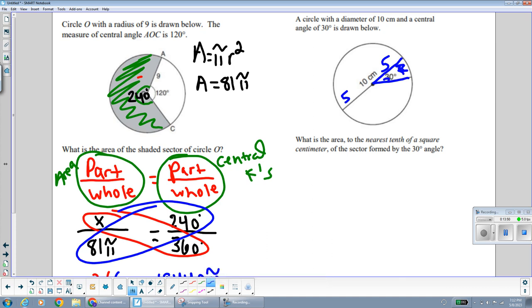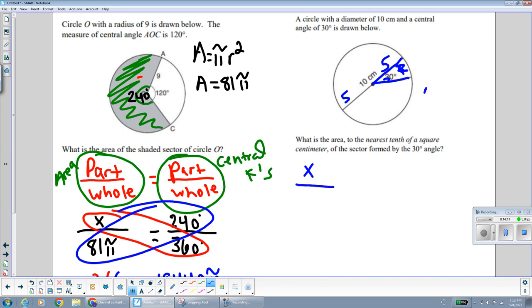So let's set up our proportion. We're going to use part over whole equals part over whole. Remember, area is on one side. If it was arc length, it would be the arc length on one side and the circumference of the whole circle. But since it's a sector area question, we're going to be talking about areas. So we don't know what the area of the sector is. That's what we're trying to find. So I'm going to label that as X.